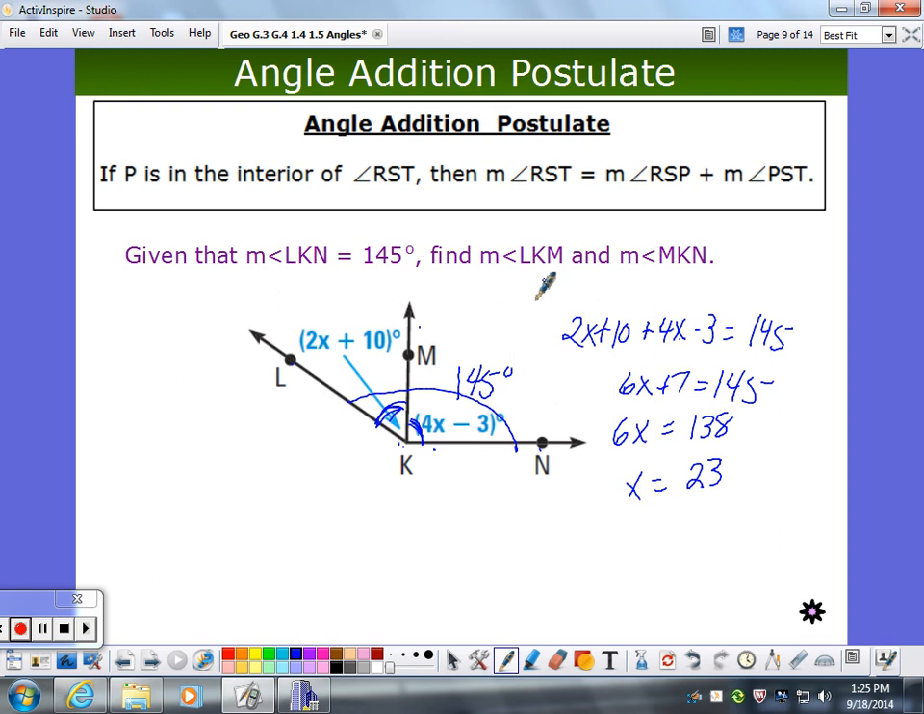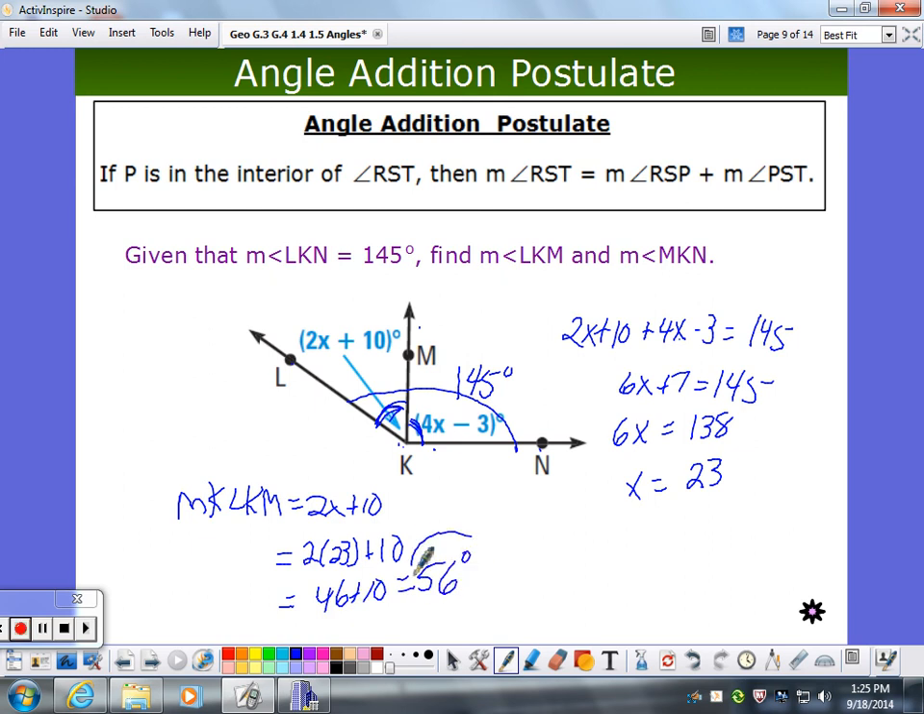It wants these measures. So the measure of angle LKM, which equals 2x plus 10, is going to be 2 times 23 plus 10, which is 46 plus 10, which is 56 degrees. You don't necessarily have to put all those degrees in when you're doing all the little computations, but when you're done, you should put the degree measure in. The measure is 56 degrees.